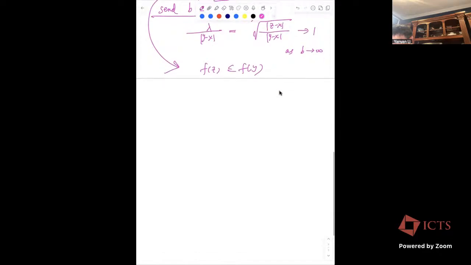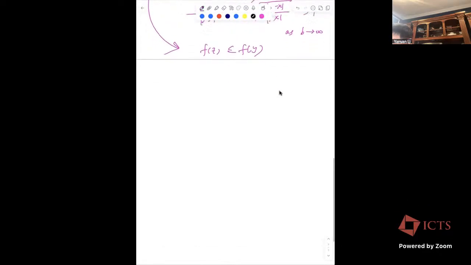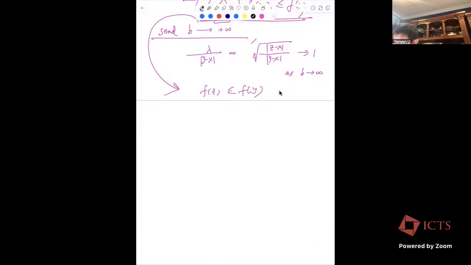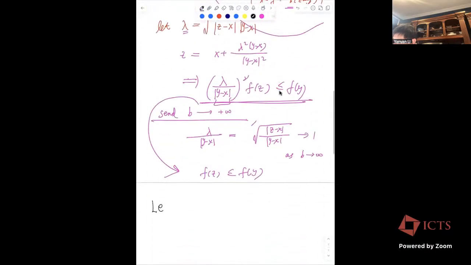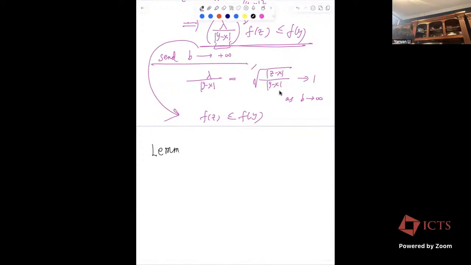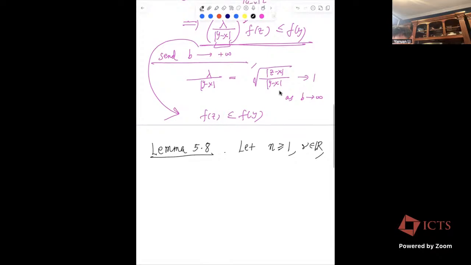So the next calculus lemma will be like this. It's still the same as I described here. So as here, it's lemma 5.8 there. So for n greater or equal than 1, nu belongs to R. I think we use nu equal to n minus 2. And f is a continuous function.